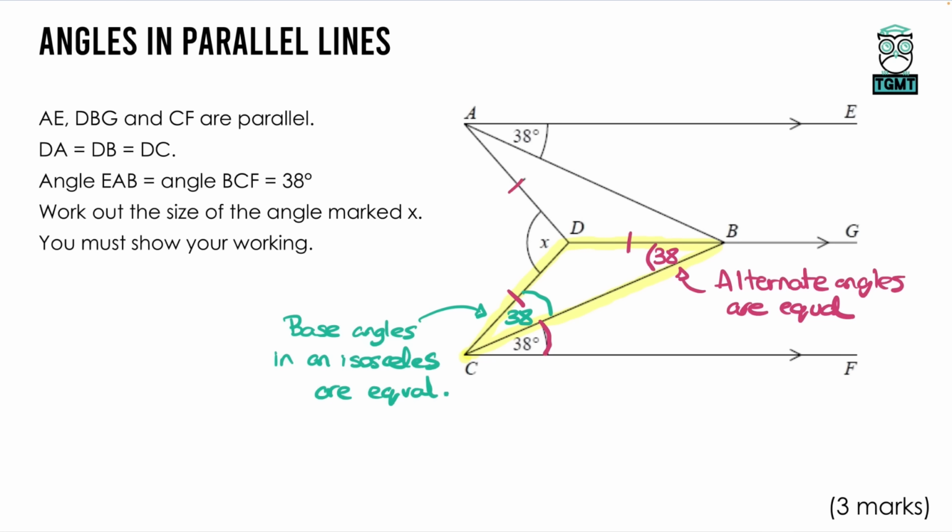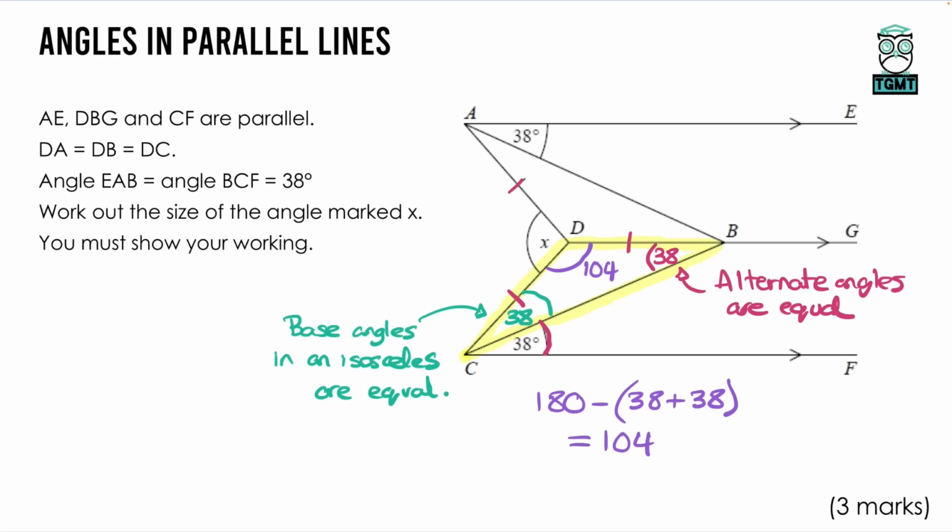We can now find the top angle within the triangle, so this one just here, because angles in a triangle add up to 180. So we can do 180, and again, it does say you must show your working, take away the two 38s. So 38 plus 38. You could work that out and then take it away from 180, but I'm just going to type it all in one go. So 180, take away 38 plus 38 in brackets, and that gives us 104 degrees. So that one there is 104.